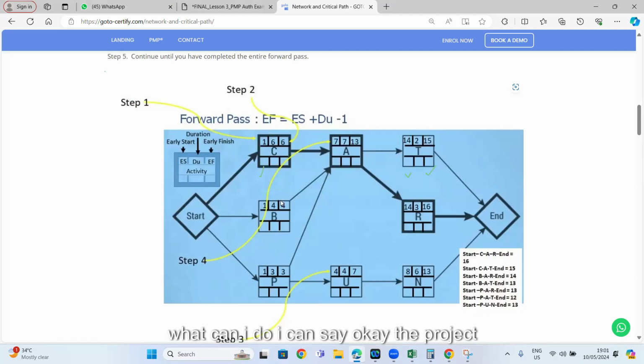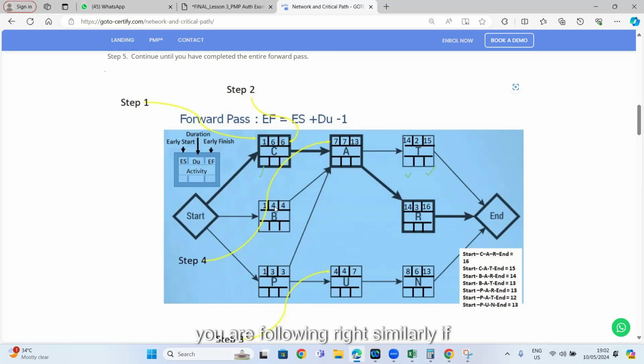Okay, what can I do? I can say, okay, the project will start on day one, and the earliest activity C can start is day one. If it has got 6 days to complete, then it will end on the end of day six. So start of day one, it will start, and end of day six, 6 days will pass. So earliest this activity can finish is the end of day six. Gigi, any question? Because it has got 6 days. You are listening.